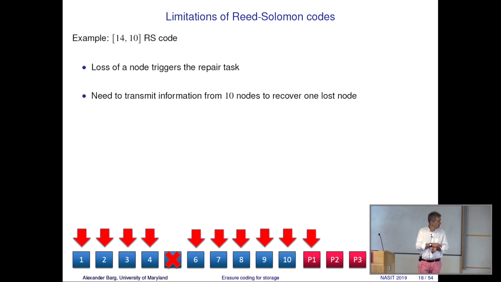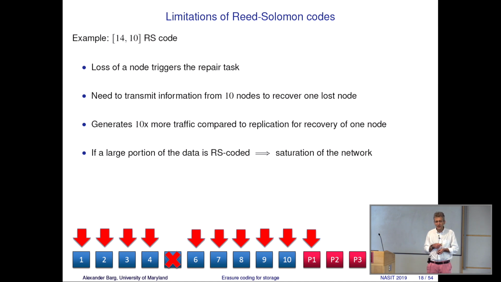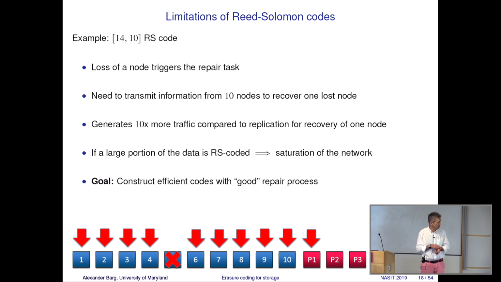So loss of a node triggers the repair task. And as we see here from the description of the code, we need to carry information from 10 nodes to recover a lost node. And transmitting the information from 10 nodes is a lot of traffic. So it generates tenfold as much traffic as the replication solution. And therefore, this is clearly a limitation of the Reed-Solomon code. And if a large portion of the system is Reed-Solomon encoded, then the network saturates. So that's why we are not happy with this solution.